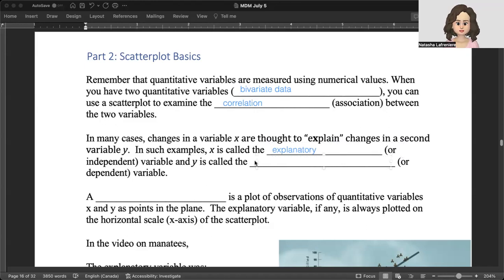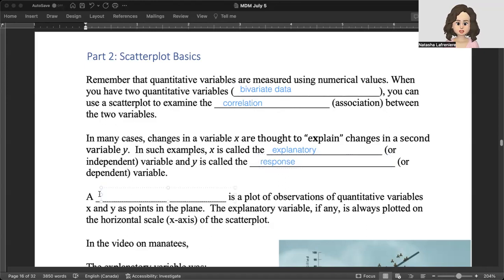And Y is called your response or your dependent variable. In other words, as you get older, something happens. You get more wrinkles, for example. That would be your dependent variable. You would say, by the age of 60, you have 10 wrinkles. That depends on your age. And then by 70, you have 15.